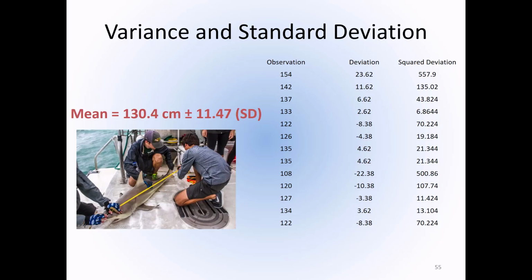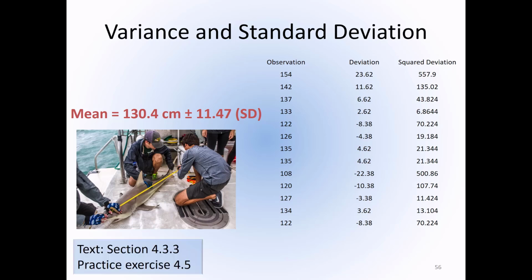In order to report these values, we would report the mean, and then we would have plus or minus 11.47. The reason we have plus or minus is because we're taking into account that the data are both larger than and smaller than the mean itself, and this gives us an understanding of how much dispersion there is around that central tendency.